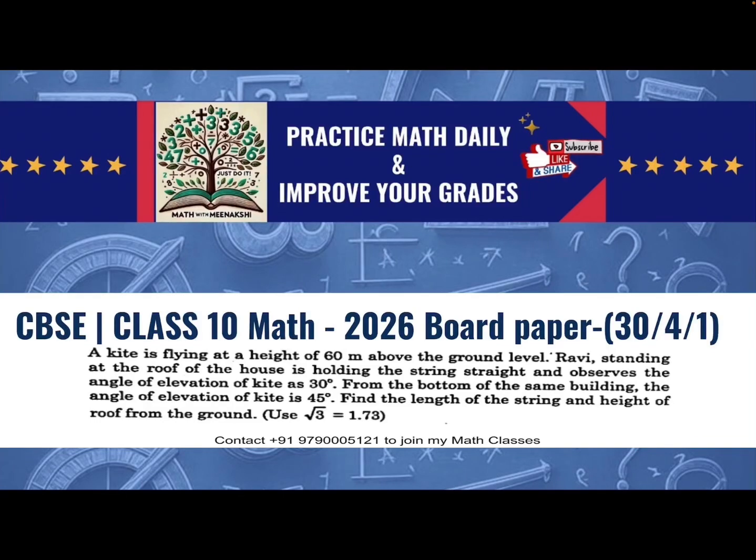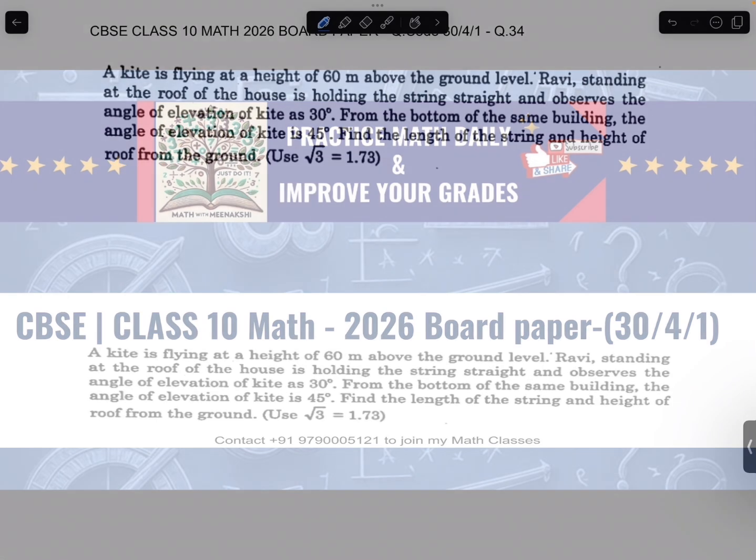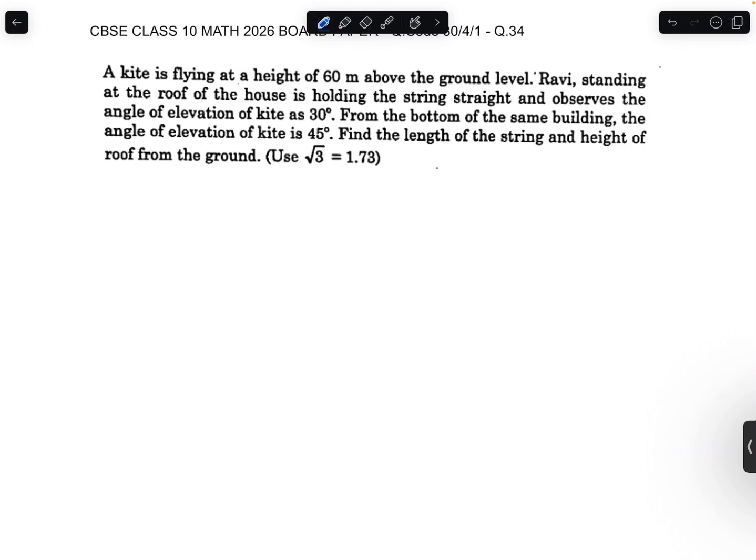Hello all, in this video I'm going to solve question 34 from the CBSE grade 10 standard math 2026 board paper. The question paper code is 30/4/1. The question goes like this. A kite is flying at a height of 60 meters above the ground level.